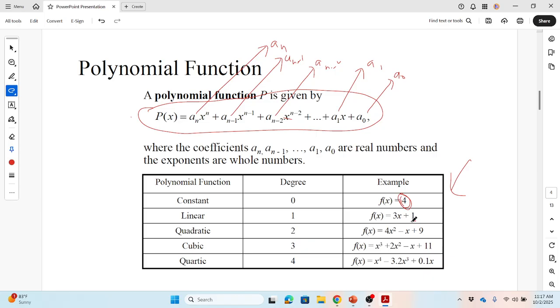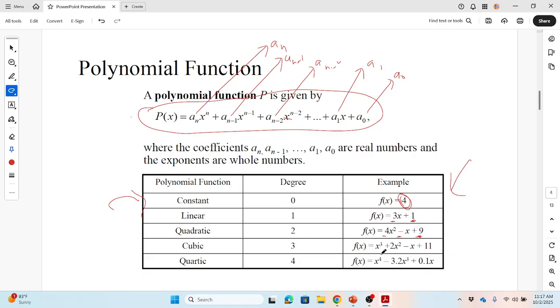Here a0 is 1 and a1 is 3. Here a0 is 9, the next one is negative 1 and the next one is positive 4. So a0, a1, a2, keep going like that. Okay, these are the names of the polynomial functions: constant, linear, quadratic, cubic, quartic. These are the functions we were using before, but we can call them polynomials for any of this type of function. And these are the degrees, coming from the highest power of x you can see in the polynomial.